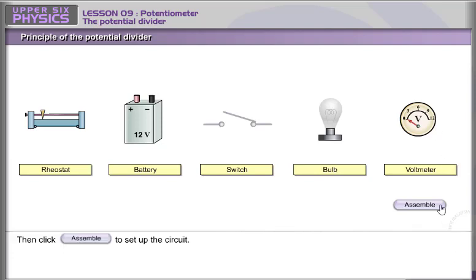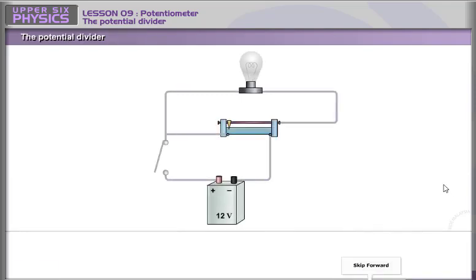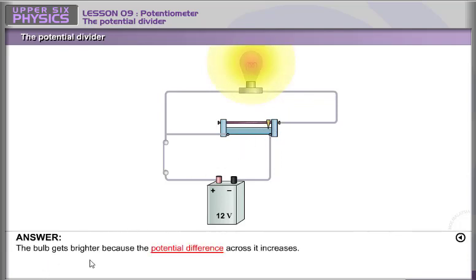Then click the Assemble button to set up the circuit. Click on the switch. Does the bulb light up? Answer: no, the bulb does not light up. Drag the slider of the rheostat to move it slowly to the right. Describe and explain the change in the brightness of the bulb. Answer: the bulb gets brighter because the potential difference across it increases.